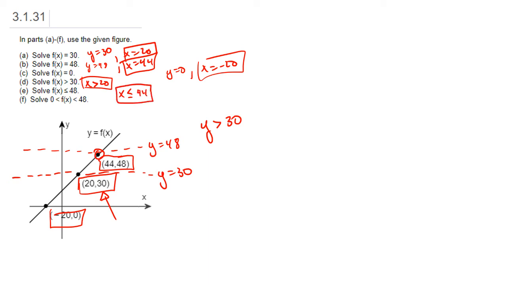And finally, for which x values will the y value be strictly in between 0 and 48? Well, x equals negative 20 gives me a value of 0. x equals 44 gives me a value of 48. So how do I end up with y values in between? I take x values strictly in between negative 20 and 44.